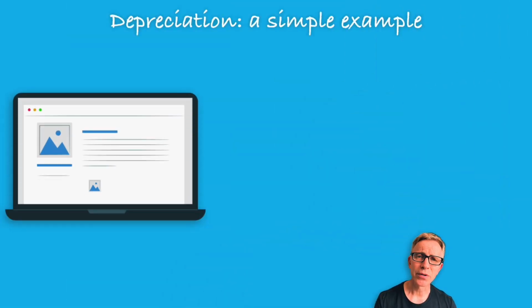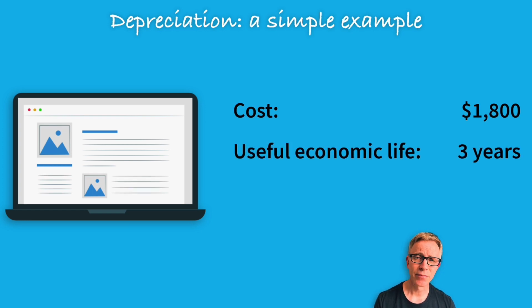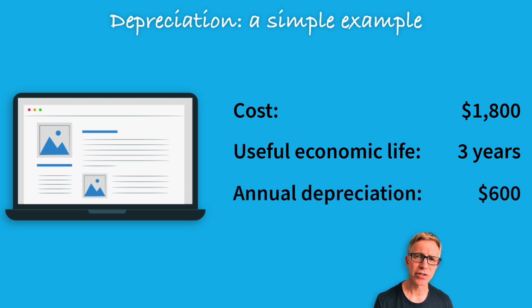We buy a computer for $1,800. It will last for 3 years. For this example, we'll ignore any salvage or residual value. We'll write off the cost of the asset evenly over 3 years, so the depreciation charge will be $600 each year.